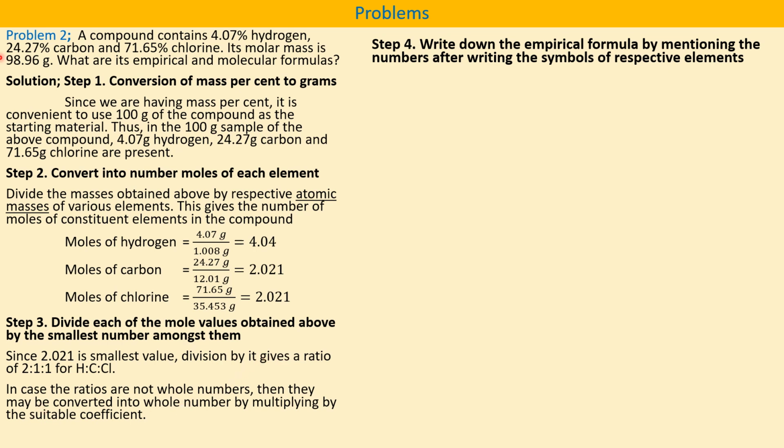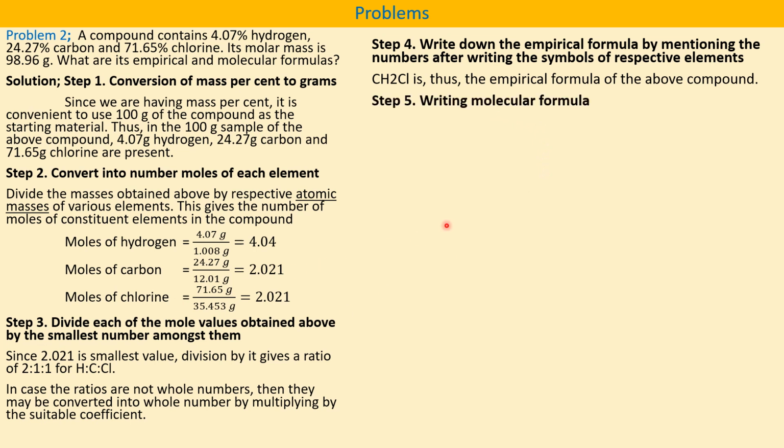Next, step 4. Write down the empirical formula by mentioning the numbers after writing the symbols of the respective elements. That is, we can write C, H2, Cl. CH2Cl is the formula. CH2Cl is thus the empirical formula of the above compound.